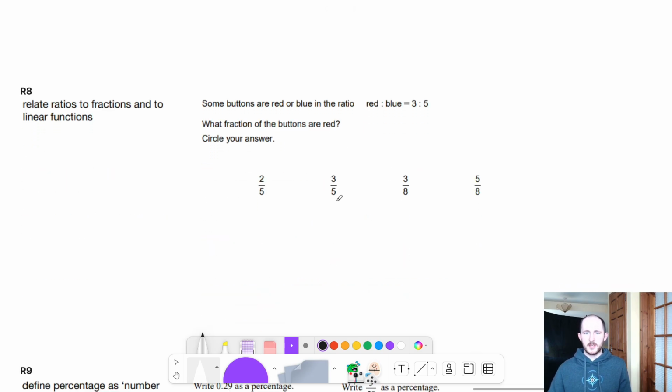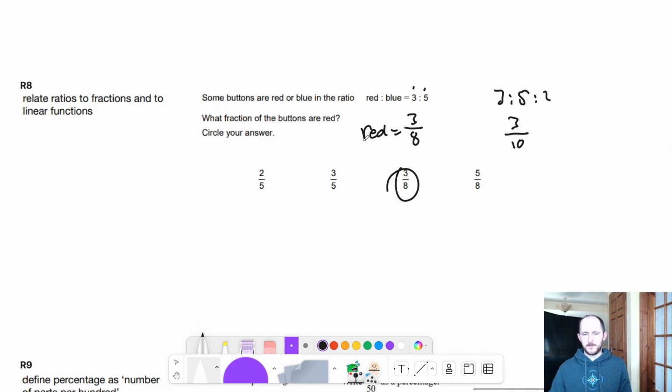Relate ratios to fractions and to linear functions. So I've actually already done this with you. Red to blue is 3 to 5. Which fraction are red? So red, the number for red is 3, and you divide it by both sides added together. What happens if it's like a three-way ratio? So say if it's 3 to 5 to 2, then it would still be 3 over, but then you add all three numbers together. So in this case it's 3 over 8, which is that one.